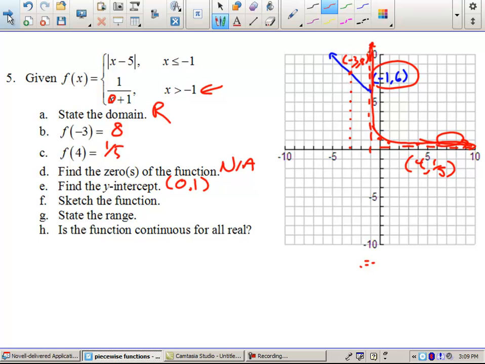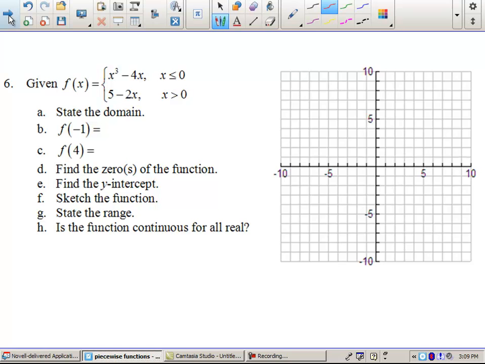What's the range? Well, I'm not going to quite make it to 0, but I'm going to be as close to 0 as I can. And I go up to infinity, so my range goes from 0 to infinity, where 0 is not included. And once again, this function is not continuous over the reals. I'm going to skip number 6. You can try it on your own if you would like.